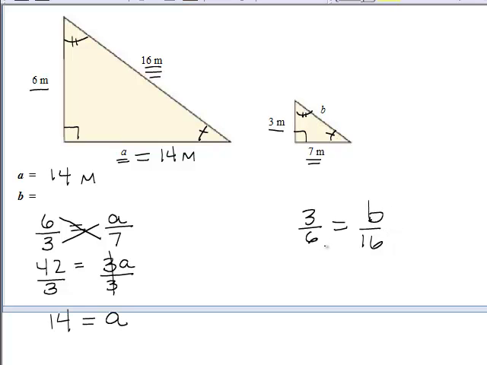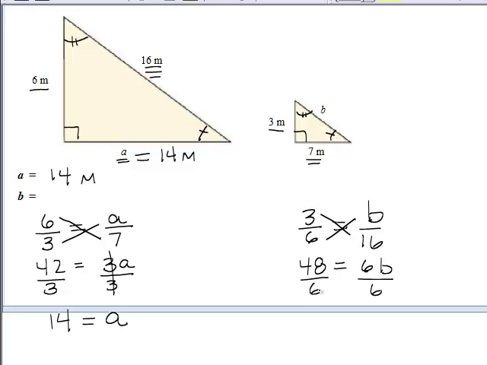Well, we aren't really sure what we multiply 6 by to get to 16, but we could cross multiply. 16 times 3 is 48, and that would equal the multiplication of 6 times B. Now, if you can see the answer here and see that this is 1/2 over here, and so you know that B must have to be 8, then you can go ahead and just solve it that way. That's really terrific.